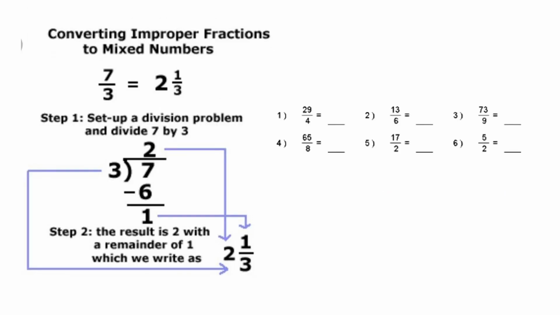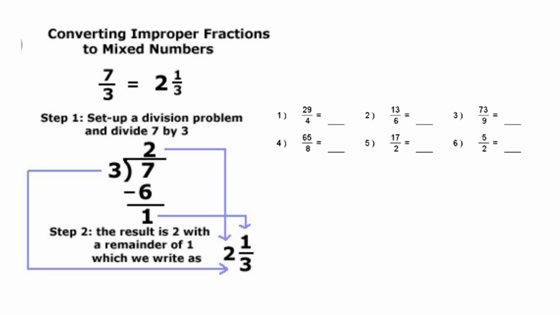To convert an improper fraction to a mixed number, you follow these simple steps. To change 7/3, you would take the numerator and divide it by the denominator. So 7 divided by 3, which gives you a quotient of 2 and a remainder of 1. The quotient is the whole part, and the remainder is the new numerator for my fraction.